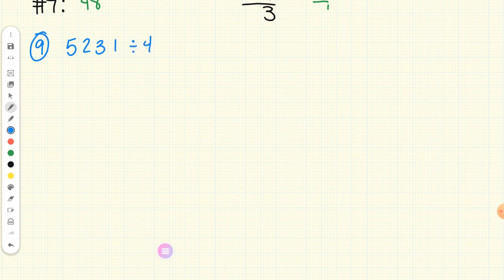Divided by 4. We'll rewrite it: 5,231 divided by 4. Jack, help me get started on this one. 5 divided by 4. I look at the first number. 4 is smaller than that, so how many times does 4 go into 5? Once. I put it at the top. 1 times 4 is 4.